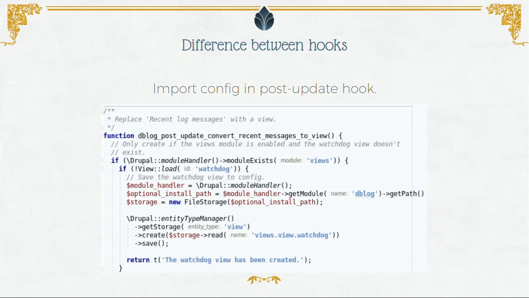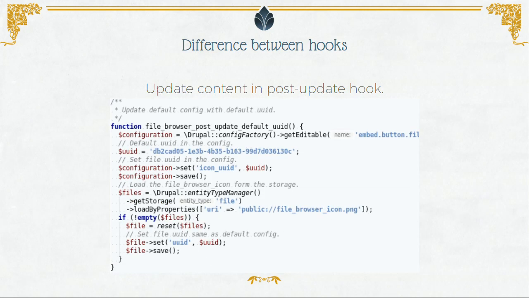So now, what is the use of a post update hook? As you can see in this particular example, we are using a factory storage, loading a view from the factory, and saving it to the config. So the idea here is that you can create an entity, and similarly you can create content and move it to the active storage of the website from the file storage of the website. Similarly, you can update content as well.